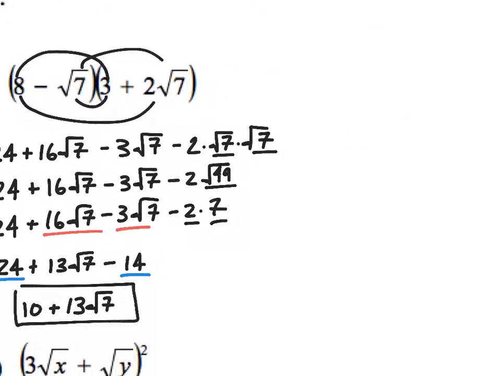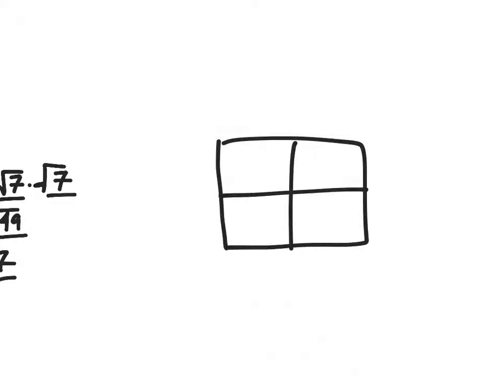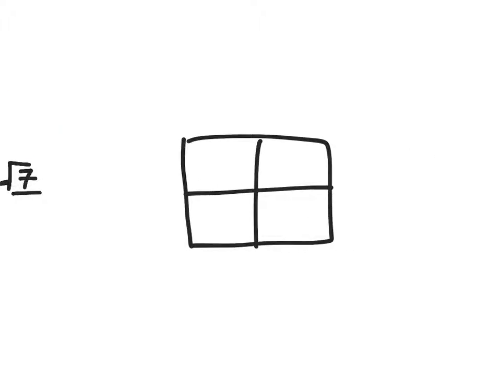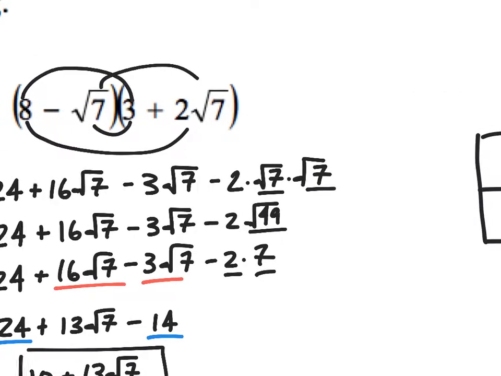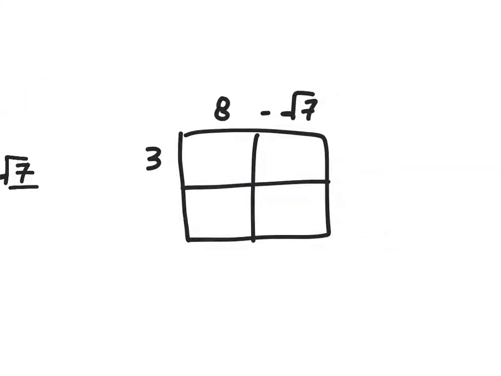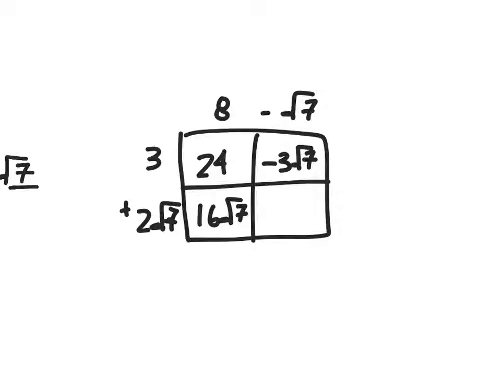Now, if we did the box method, let's draw our box. Okay, and so I've got 8 minus square root of 7 up top. Down below, 3 plus 2 square root of 7. You can do whatever you want, either one of these works. 3 times 8, 24. Minus 3 square root of 7. 16 square root of 7. And then negative 2 square root of 7 times the square root of 7 is square root of 49.